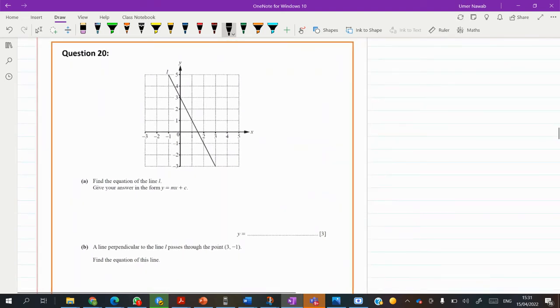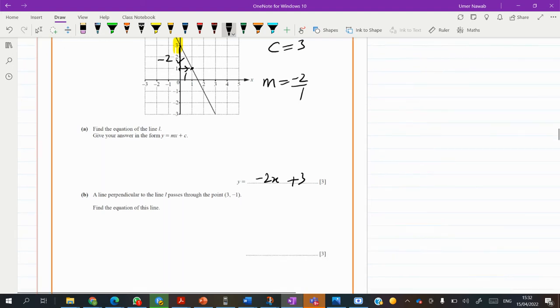Next, question number 20. He gives you the equation of a line. We need to see first what is the y-intercept. That is 3, so our c is equal to 3. Check where the line cuts the next corner. Yes, here. How many units does it go down? 2 units go down and 1 unit goes right. So the gradient is minus 2 over 1. So minus 2x plus 3 is the equation of a line.